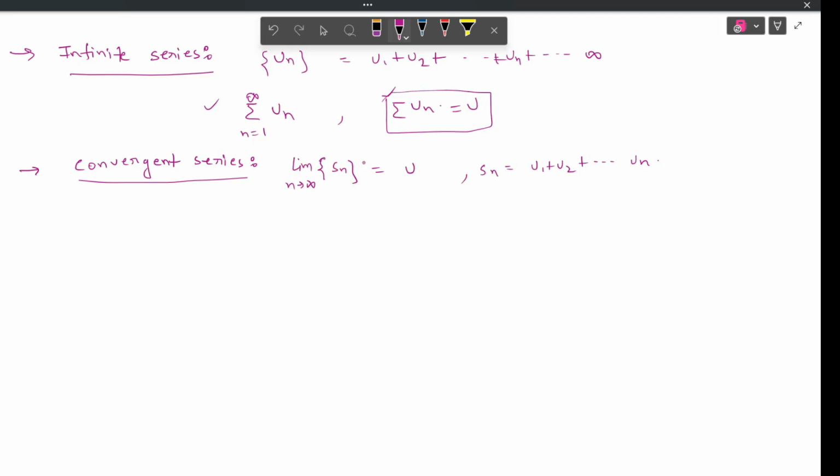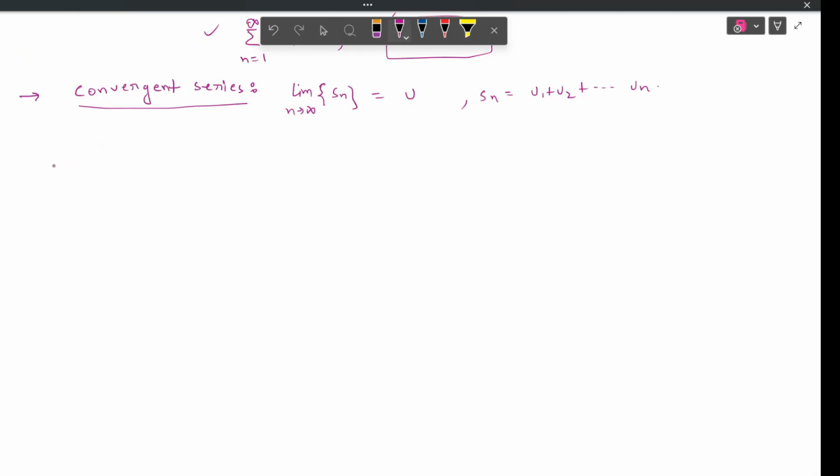Now let us see by one example. Let us consider one series, that is 1 by 1 into 2 plus 1 by 2 into 3 plus 1 by 3 into 4 up to infinity. Let us take u of n, that is nth term, as 1 by n into n plus 1. If you put 1, you will get this term. If you put 2 here, you will get this term, 2 into 2 plus 1, that is 2 into 3. And we can write this term as 1 by n minus 1 by n plus 1.